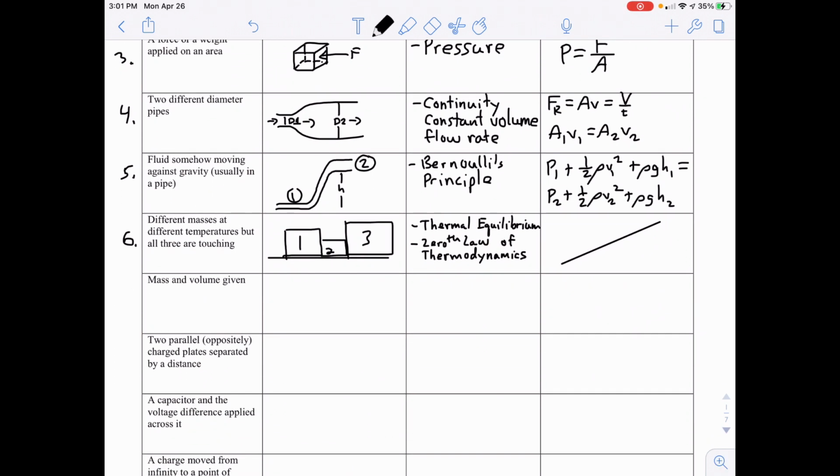Now, what if we have mass and volume given? Well, that might be a situation where you don't necessarily have a picture, really don't even need a picture for that matter, but that's an example of a density problem. And density is mass per unit volume. But as we saw many times in the unit, mass can be written in terms of density times volume.